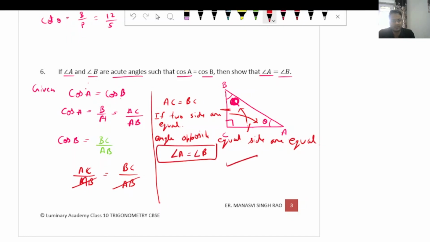So this is our answer and we have solved it and proved that angle A is equal to angle B, because both sides became equal, AC and BC, so angles opposite to equal sides are also equal. That's why we have proved that angle A is equal to angle B. I used the theorem of triangles in this.